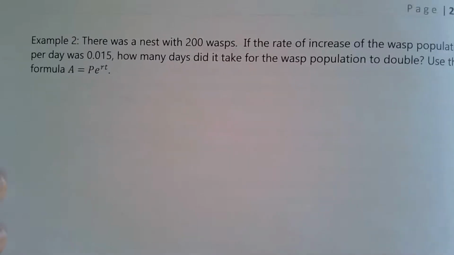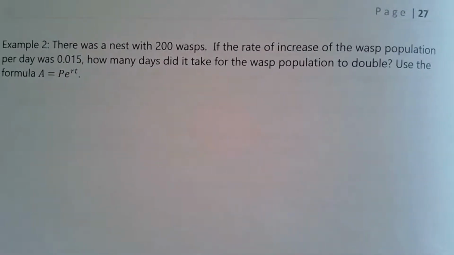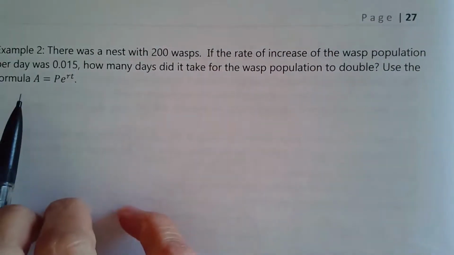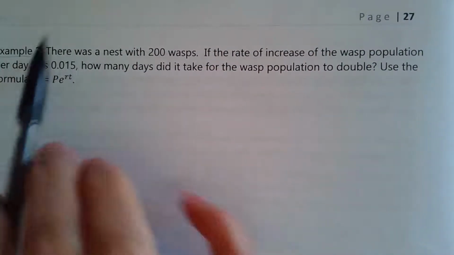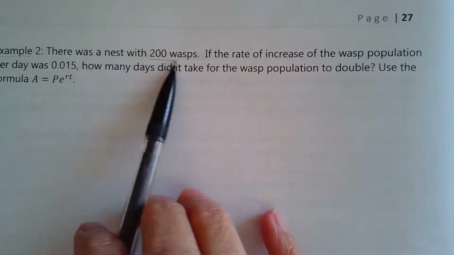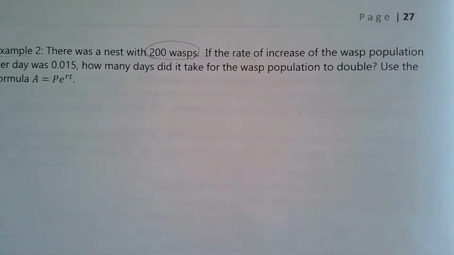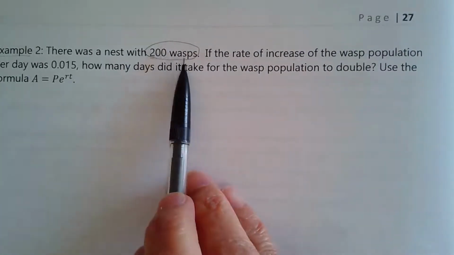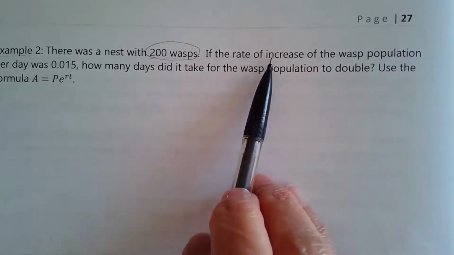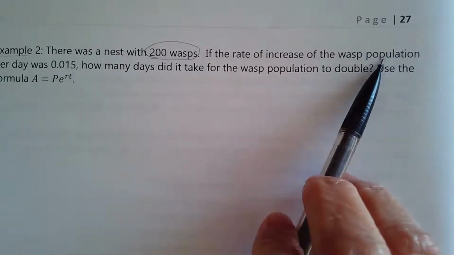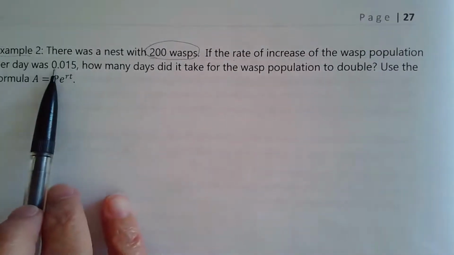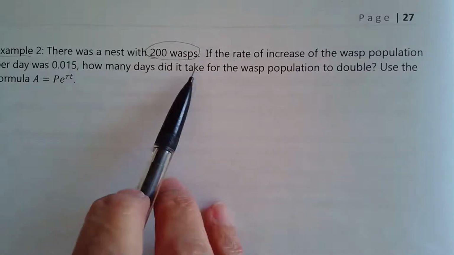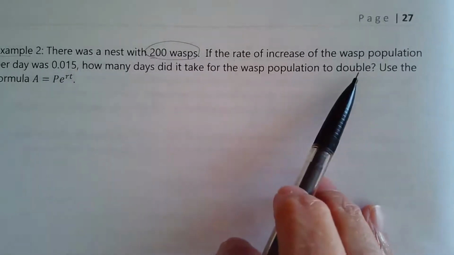Trying to fit this in one screen. Okay, so example number 2 again. Let's read it first. There was a nest of 200 wasps. Okay, so those are insects, I guess. So 200 wasps. If the rate of increase of the wasp population per day was 0.015, how many days will it take for the wasp population to double?